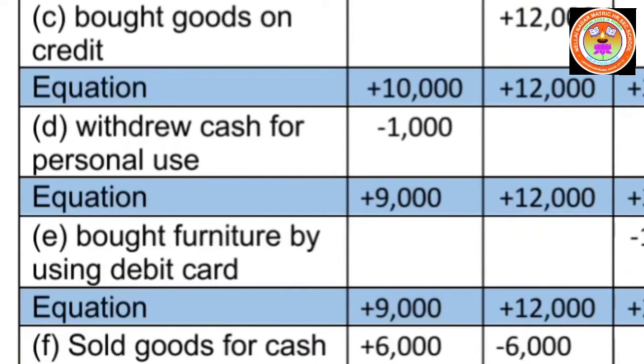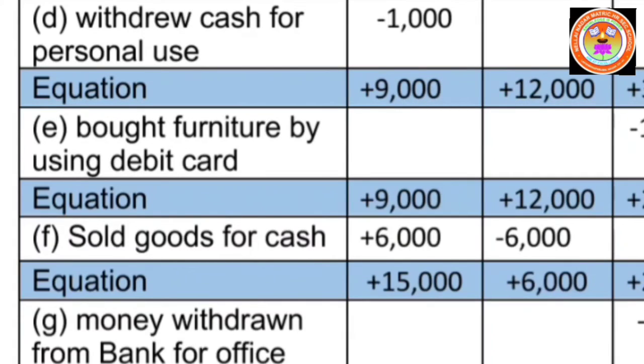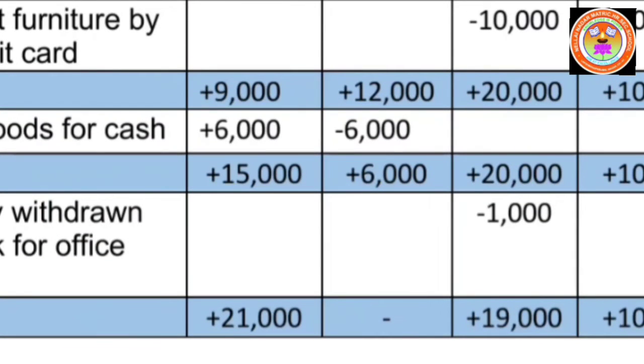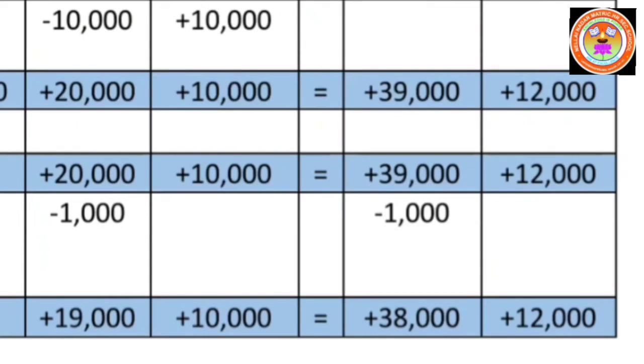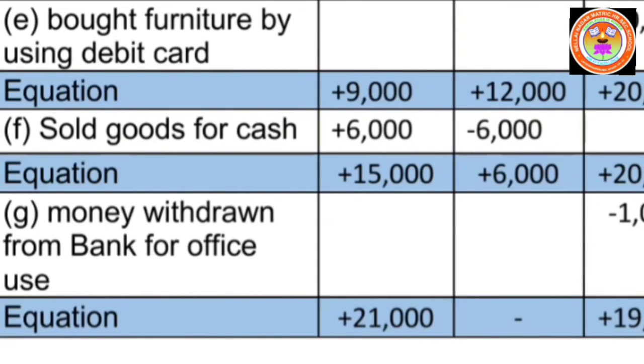Do the adjustments. Plus 9,000 plus 6,000 will give you plus 15,000. Plus 12,000 minus 6,000 will give you plus 6,000. 20,000 remains the same. 10,000 remains the same. 39,000 and 12,000 under the creditors column remain the same. Do you understand, children? Any adjustments because of a transaction, you can do the adjustment and write the amounts in the equation line.